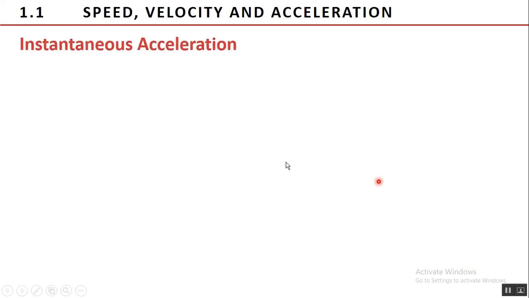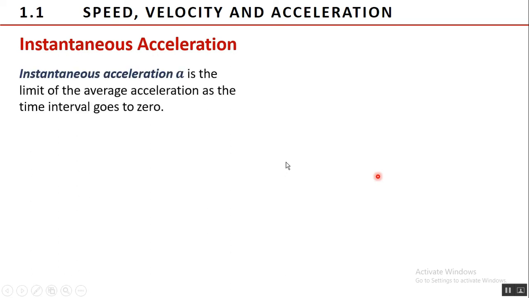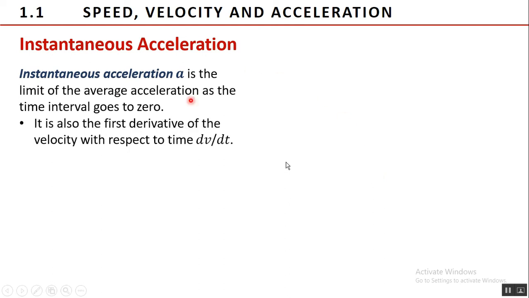The type of acceleration that we have discussed in the previous section is only the average acceleration at a certain time interval. We do not know yet the acceleration at any specific time. Now we are ready to explore another type of acceleration called instantaneous acceleration. Instantaneous acceleration is the limit of the average acceleration as the time interval goes to 0. It is also the first derivative of the velocity with respect to time.